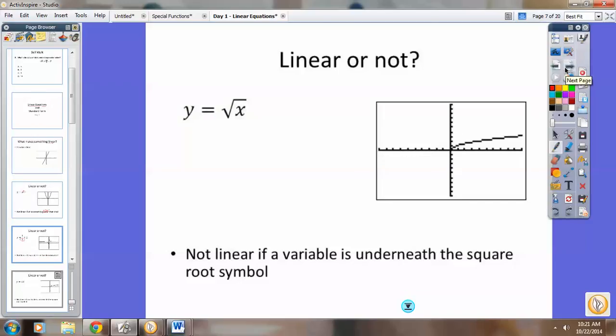Here's our next graph. Looking at this graph, does it look linear to you? No. Now it's kind of tough to tell, but it starts here and it's going to come up and curve to the right. Any kind of curve is not linear. What part of the equation makes this not linear? The square root symbol. If we have a variable underneath the square root, it's not linear. It has to be underneath. The variable is underneath the square root symbol. It's not linear.